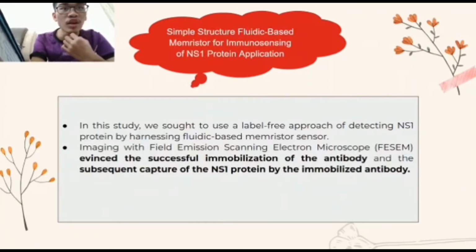NS1 protein is becoming a commonplace biomarker for the early detection of dengue. In this study, we sought to use a label-free approach of detecting NS1 protein by harnessing a fluidic-based memristor sensor. Imaging evinced the successful immobilization of the antibody and the subsequent capture of the NS1 protein by the immobilized antibody. The detection limit actualized by the developed sensor was 52 nM, and a diameter of 2 mm gives the most optimal measurement.